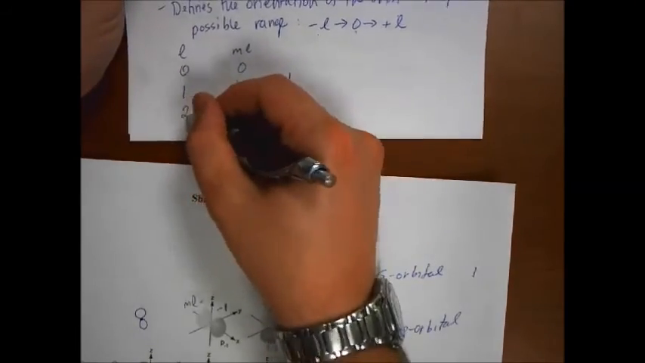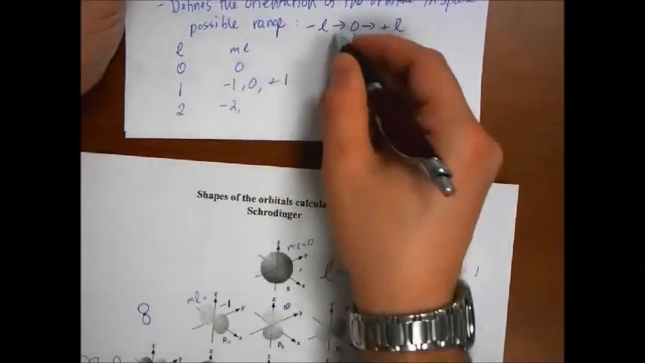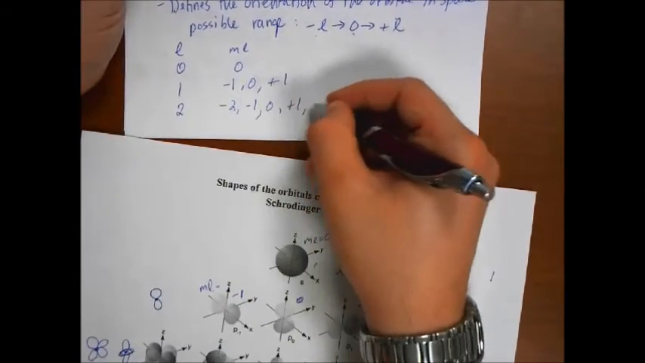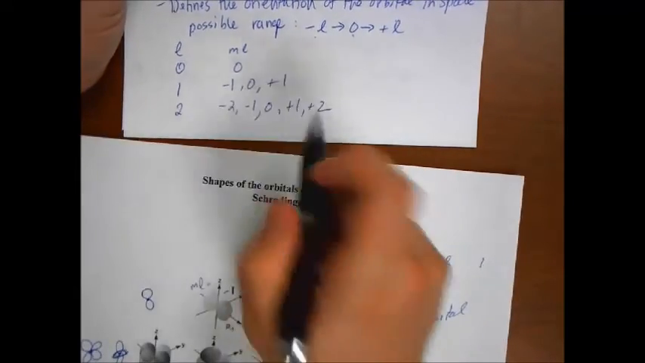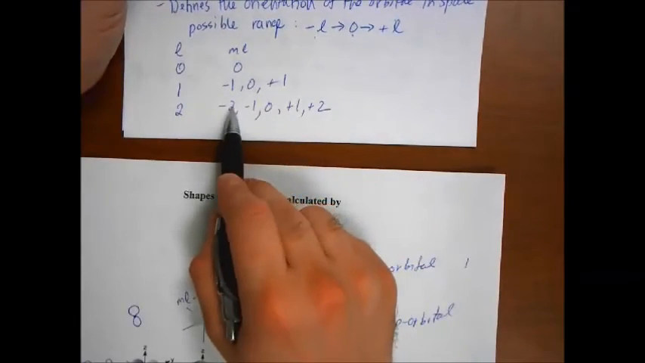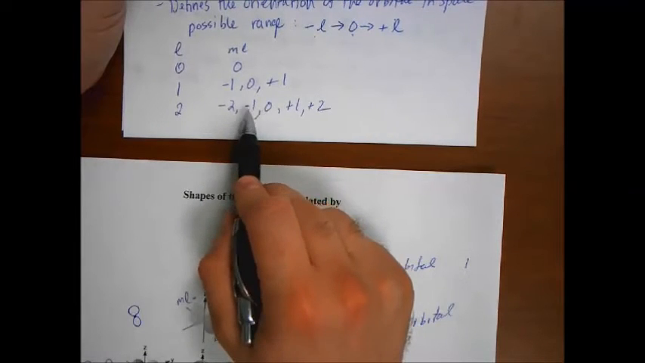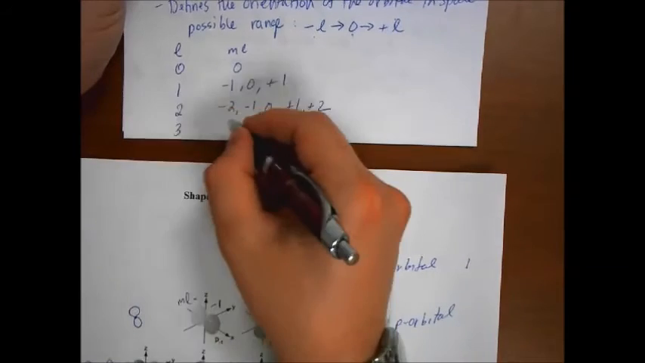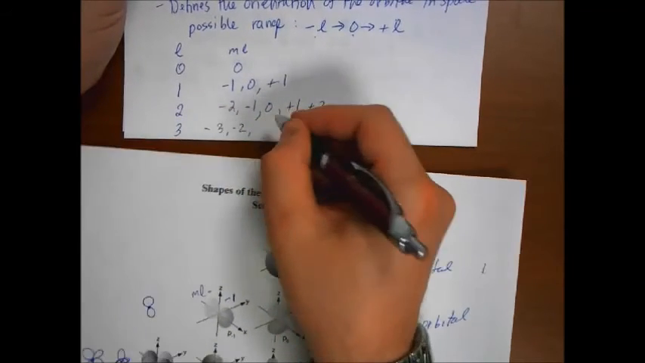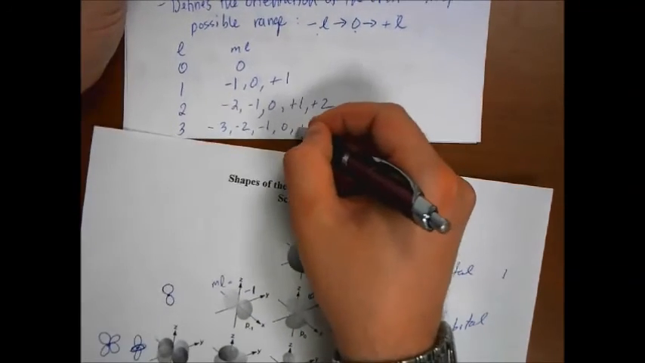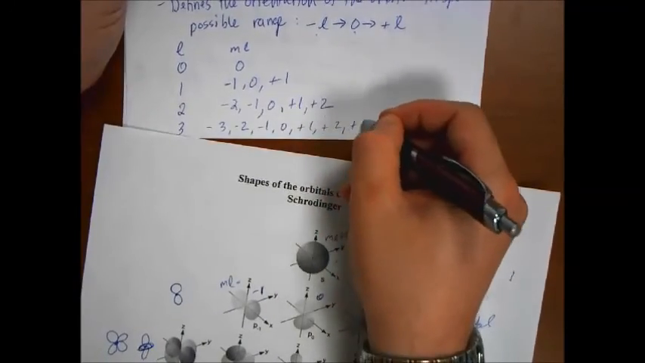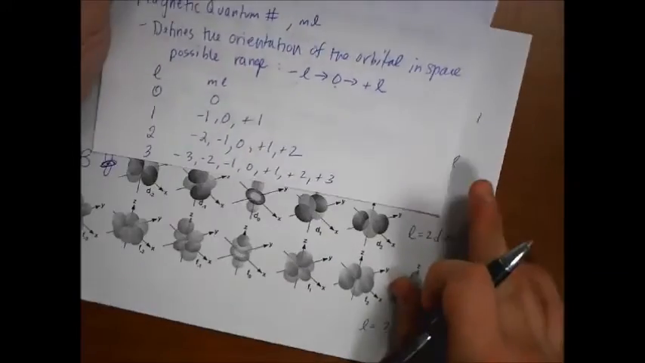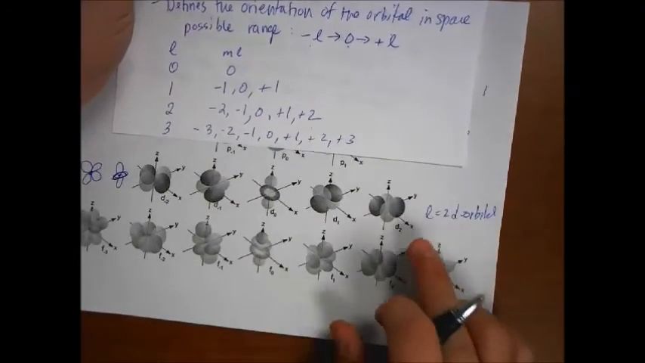Now let's go ahead and do it for 2. So for 2, we're going to get minus 2. We have to work in integers towards 0, so we're going to get minus 1, plus 1, and then plus 2. Whenever you're doing this, it's minus l, and then every integer between that and 0. So it's going to be minus 1, 0, plus 1, plus 2. And then for 3, we get minus 3, minus 2, minus 1, 0, plus 1, plus 2, and then plus 3.